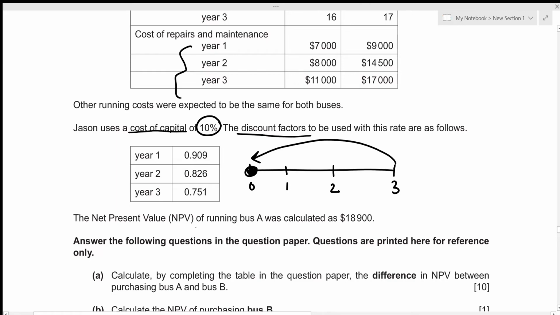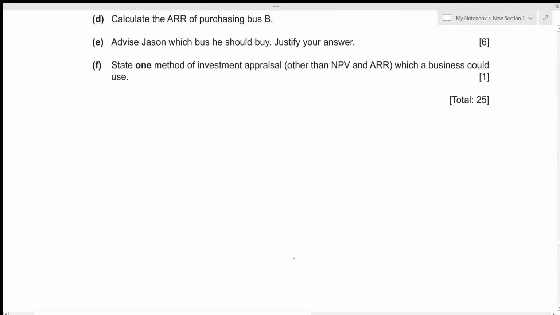Then the net present value of running Bus A was calculated as 18,900. Now for the first part, we need to calculate, by completing the table in the question paper, the difference in net present value between purchasing Bus A and Bus B. Let's have a look at the table given in the question paper.